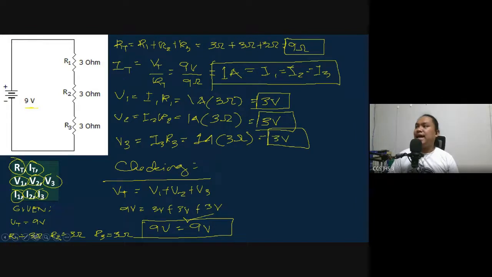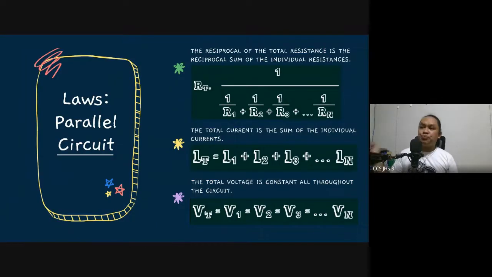Okay, next, let's now go to parallel circuit. Parallel circuit has a different set of rules and formulas when it comes to finding the value of our total resistance, total current, and total voltage.